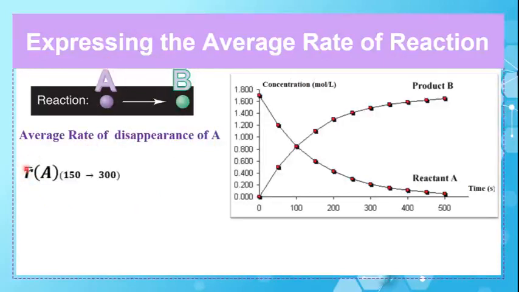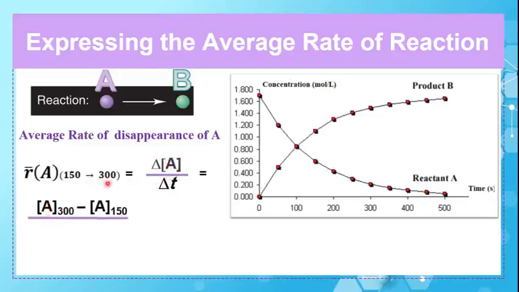R, the average rate of disappearance of A within the interval of time 150-300 seconds, is equal to delta concentration of A over delta T, equal to concentration of A at 300 seconds minus the concentration of A at T equal 150 seconds, over T2 minus T1, equals 300 seconds minus 150. For the concentration of A at T equal 300, let's see the graph.